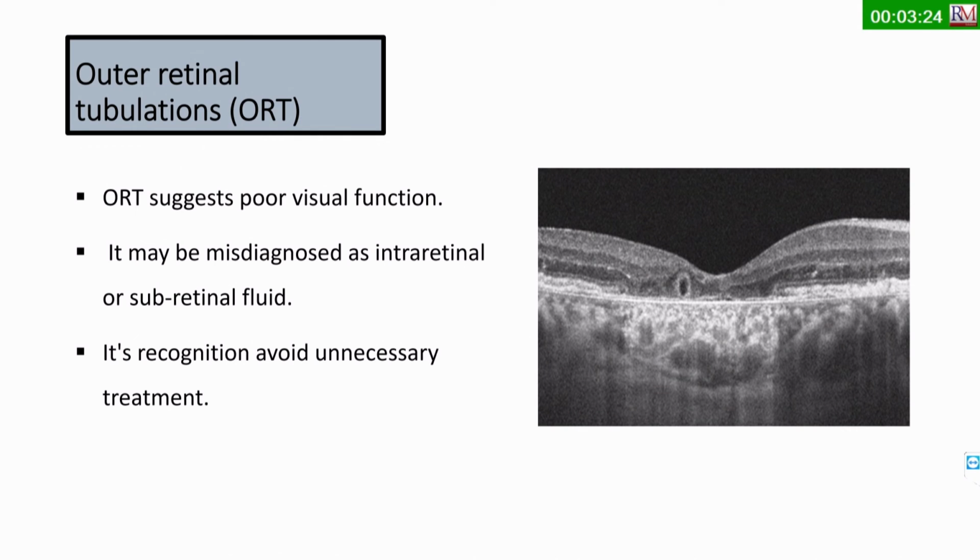What about outer retinal tubulation? Outer retinal tubulation is diagnosed in various diseases associated with RPE atrophy, and it has a poor visual prognosis and may be misdiagnosed as intraretinal or subretinal fluid. Its diagnosis is very important to avoid unnecessary treatment.